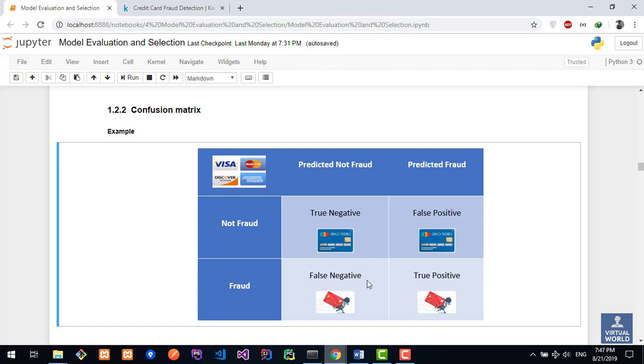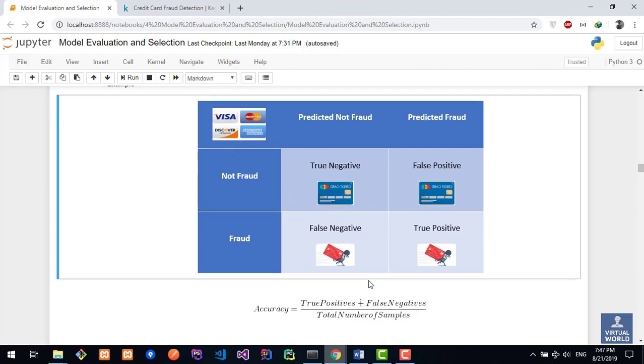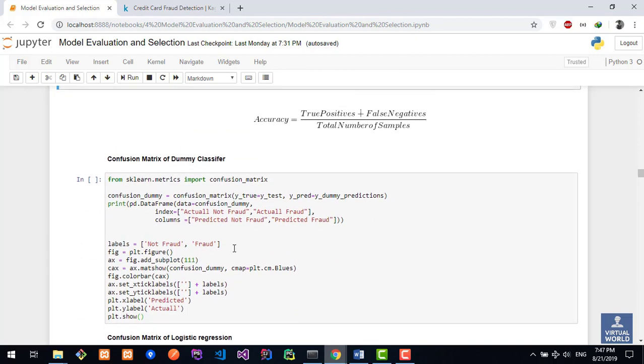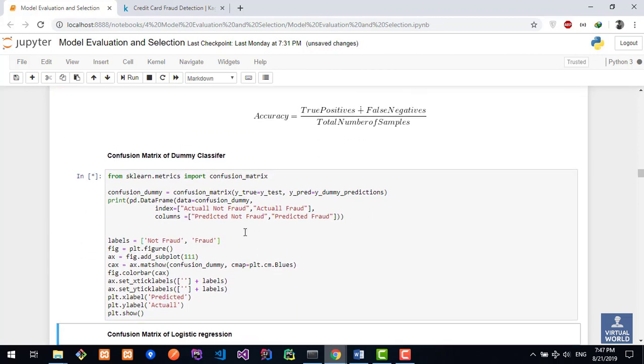The accuracy of the matrix can be calculated by taking the average of values lying across the main diagonal. So accuracy is true positives plus true negatives divided by the total number of samples. Now let's import confusion matrix from sklearn and get the confusion matrix of our model. The code will plot our confusion matrix.